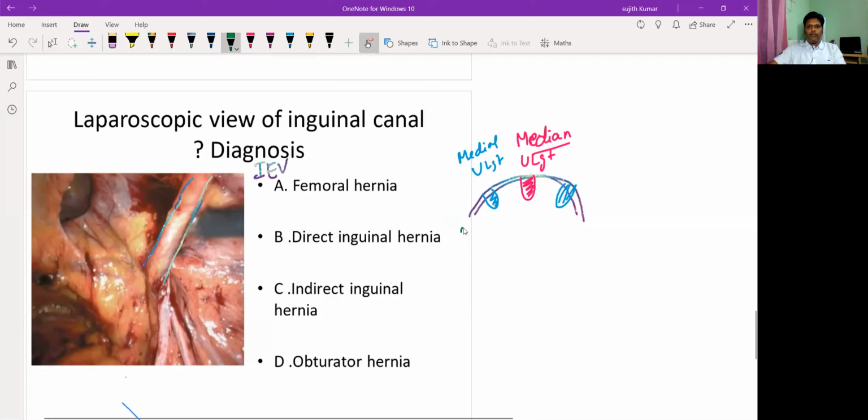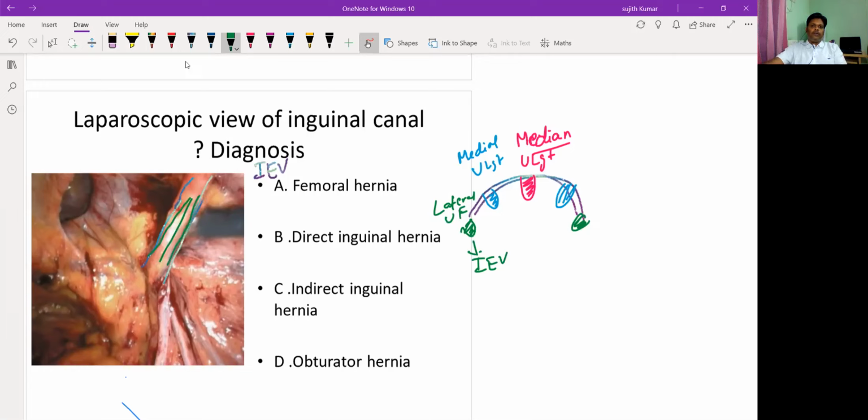And then you have another fold. Instead of a ligament, you can call it a fold. This fold is called the lateral umbilical fold. On both sides you will have this lateral umbilical fold. It consists of the inferior epigastric vessels, which I just marked here.